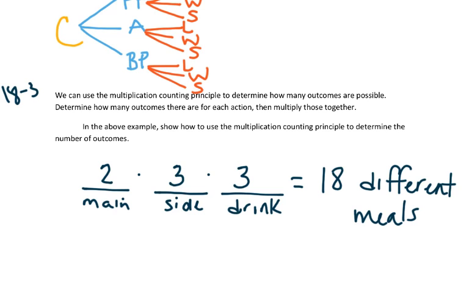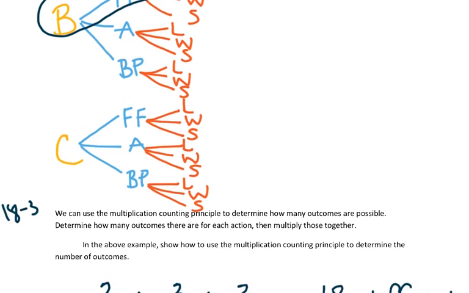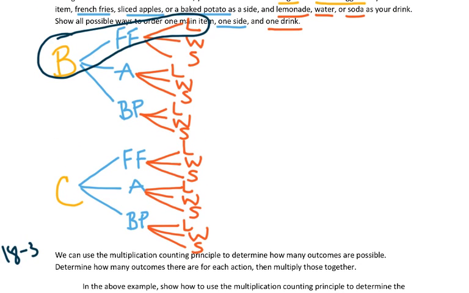Alright, so if you compare that to what we have in our tree diagram, right here we have 1, 2, 3, 4, 5, 6, 7, 8, 9, 10, 11, 12, 13, 14, 15, 16, 17, 18 different ways to order your dinner, or lunch in this case. So that's what the multiplication counting principle is, and that's all what 18.3 is about. Let's go ahead and move on to section 18.4.